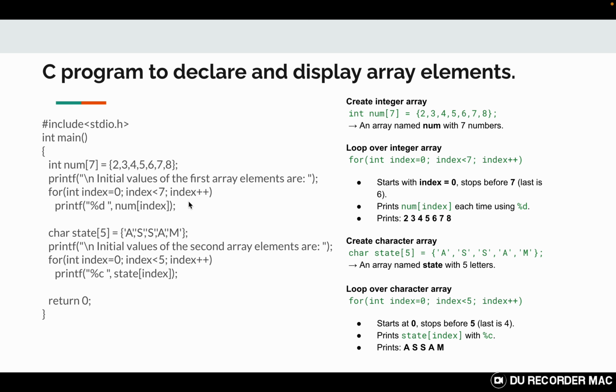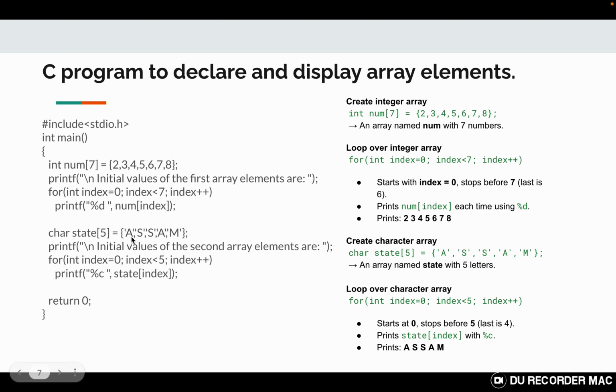So similarly, this is how you print an array which is declared as integer. Similarly, you have a character array. Here the array name is state. It is holding 5 elements, and this array is of type character. Okay, and this is the array that we have declared.